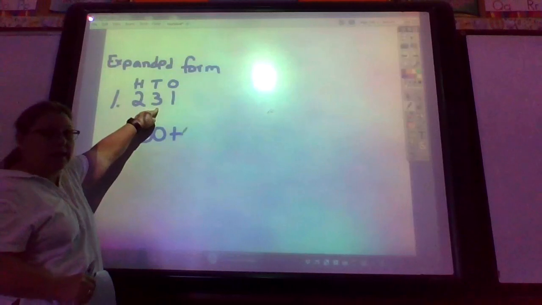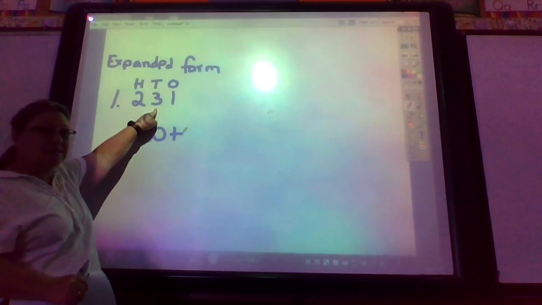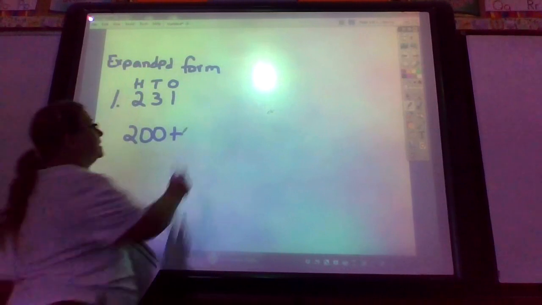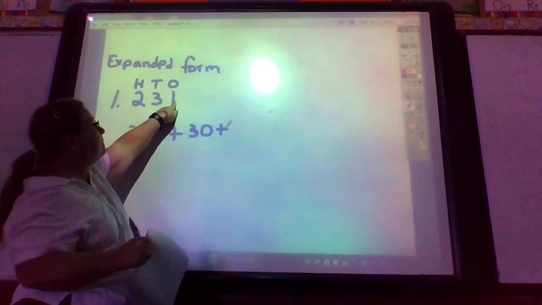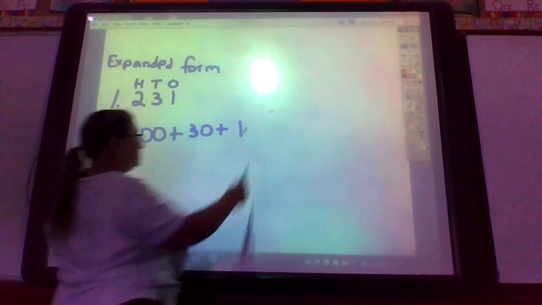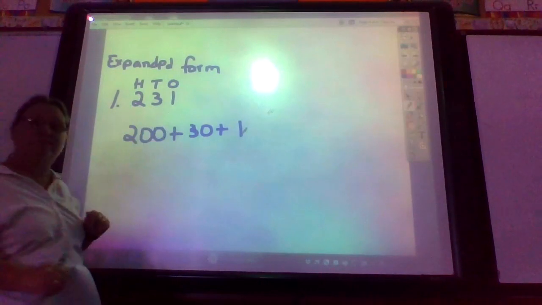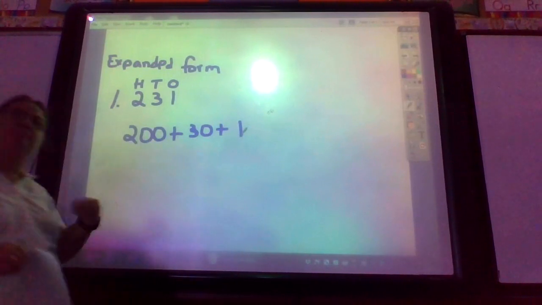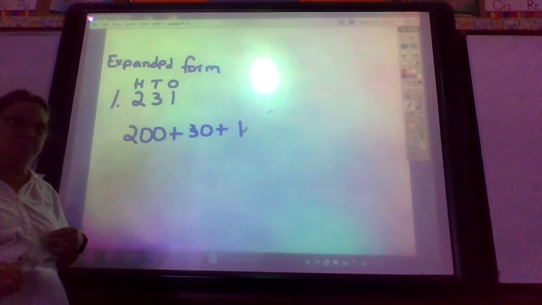How many tens do I have? I have 3 tens. 3 tens is 30. 10, 20, 30. Plus 30 plus, how many ones do I have? I have 1. Plus 1. I have written 231 in expanded form. 200 plus 30 plus 1. I just wrote that in expanded form. Okay?